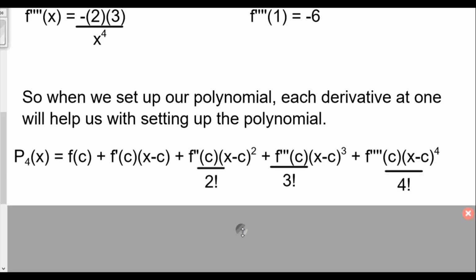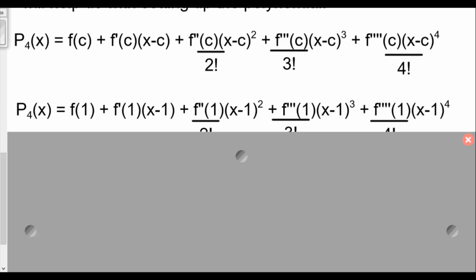P4 of x equals f of c plus f prime of c times x minus c plus f double prime of c over 2 factorial times x minus c squared plus f triple prime of c over 3 factorial times x minus c cubed plus f quadruple prime of c over 4 factorial times x minus c to the 4th power. Okay, so all we're doing now is replacing our f of c, f prime of c, f double prime of c, f triple prime of c, and our f quadruple prime of c, also replacing c with 1. All right, so we'll see here.